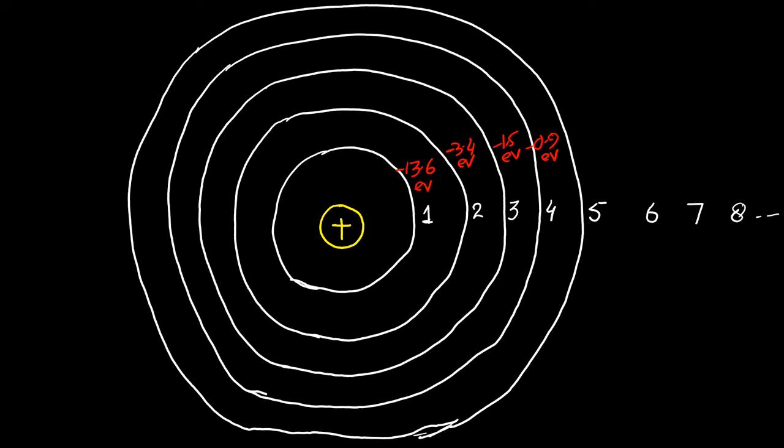So this means that the energy at the first energy level is lower than the energy of the second energy level. Similarly, the energy of the second energy level is lower than the energy of the third energy level, and the energy of the third energy level is lower than the energy of the fourth energy level. So as far as we go away from the nucleus of a hydrogen atom, the energy of the energy level increases. An electron present in the first energy level will have lower energy than an electron in the second energy level, and similarly lower than in the third, fourth, fifth, and higher energy levels.